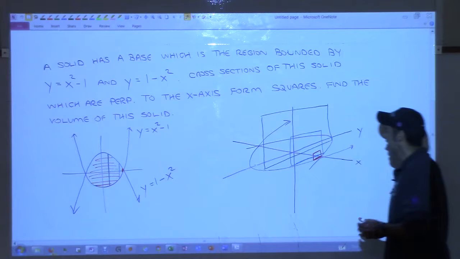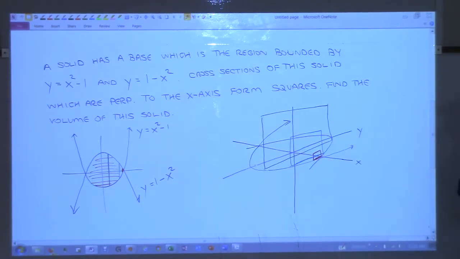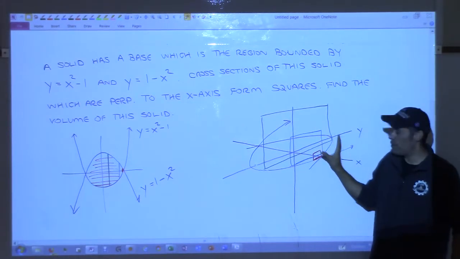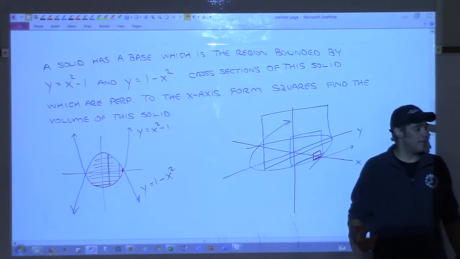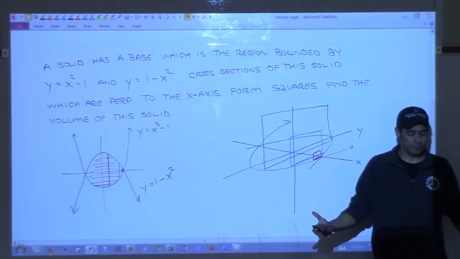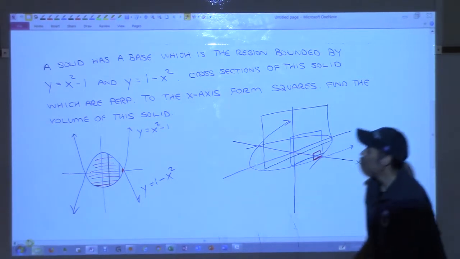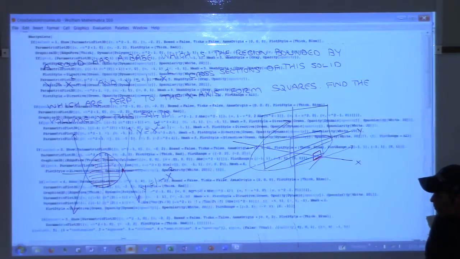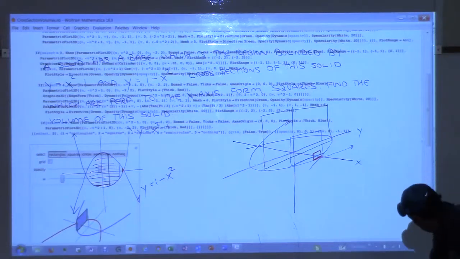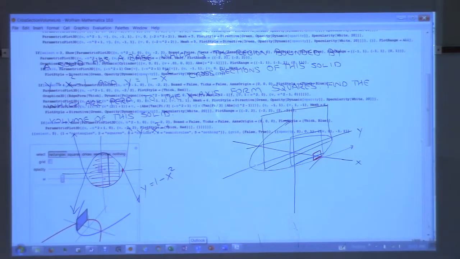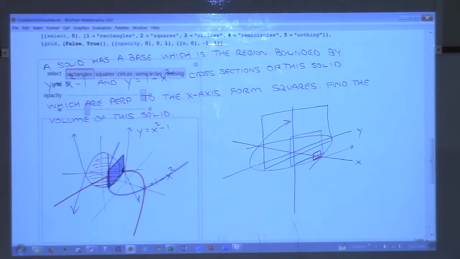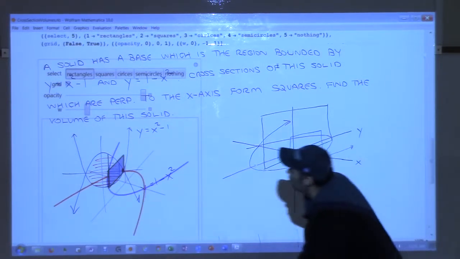All right, so this is the solid we have. Imagine all the cuts would form something, and we want the volume of that. Make sense? Okay, now let me use the computer to help us see this. I'm going to erase the problem so we can see it up here.